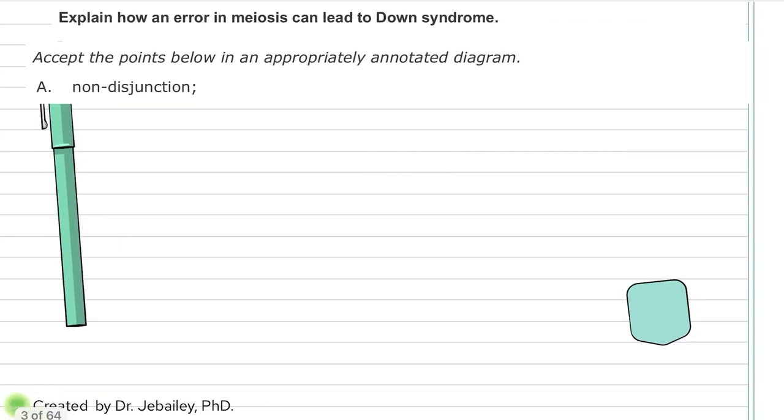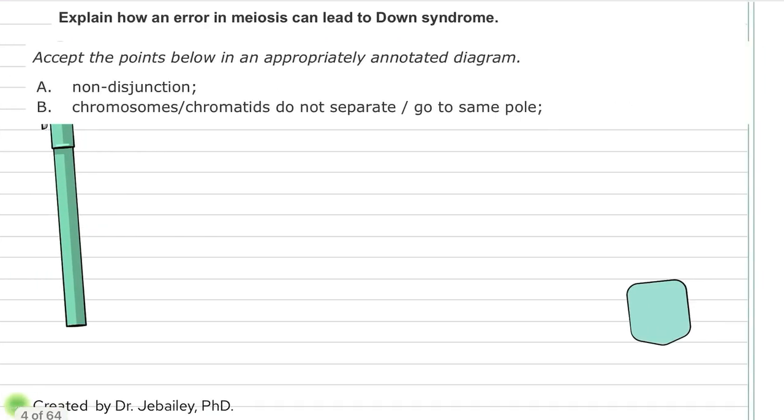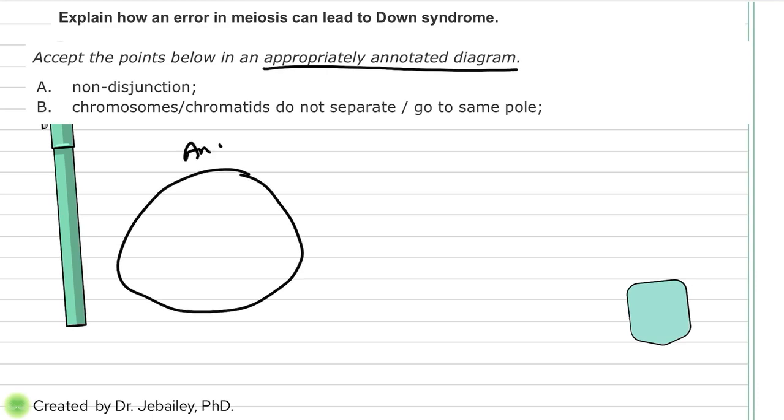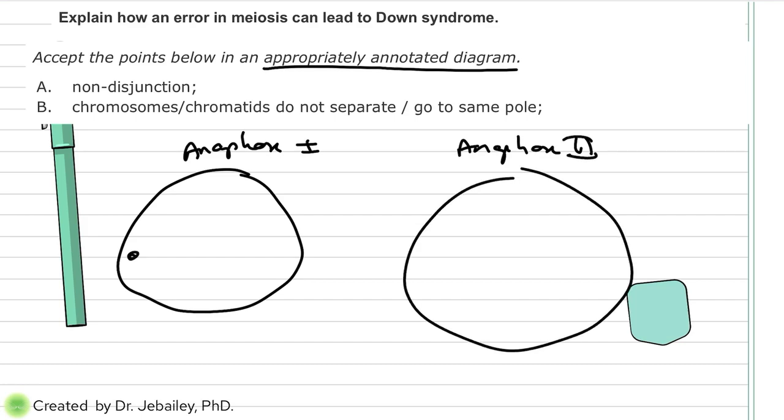So the first thing it says here is non-disjunction. Just mention that name, you get the first point. Second, before I even continue, it says appropriate annotated diagrams. So what I mean by annotated diagrams, you can put here anaphase 1, and you can have here anaphase 2, and you can draw it. But when you draw, you have to be very careful, because anaphase 1 is a separation of the homologous. So that means it's 2 on this side, and then eventually you can have that these 4 will go this way, and there's no separation going here.